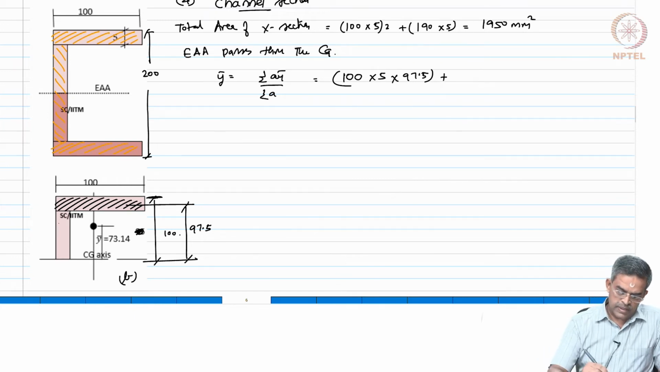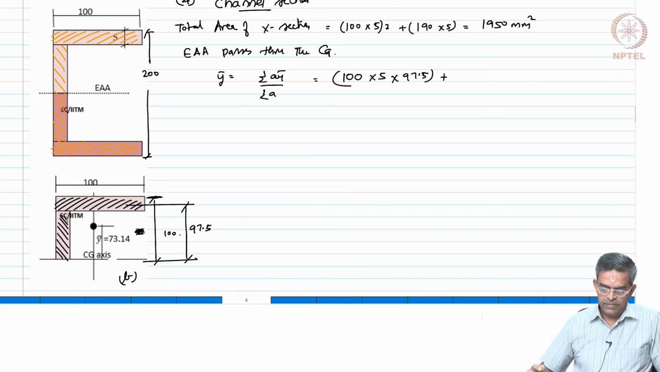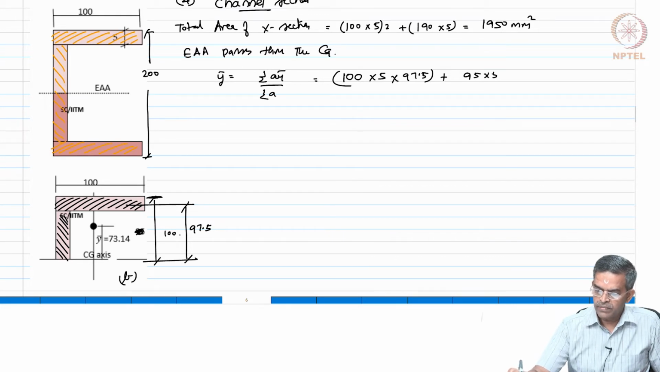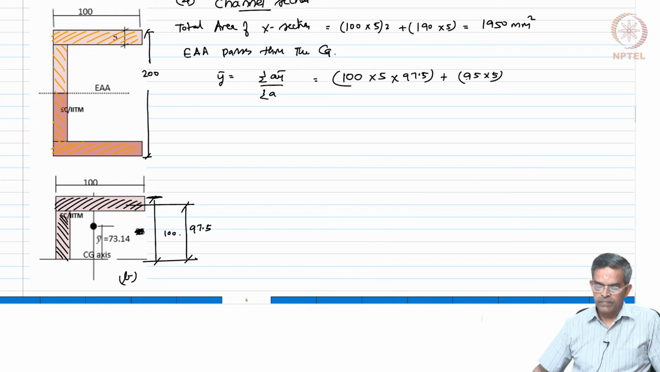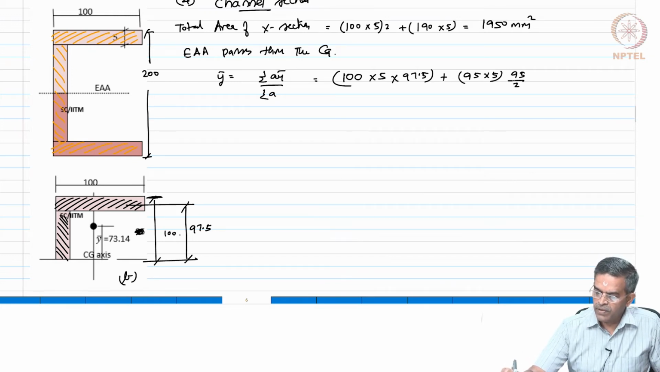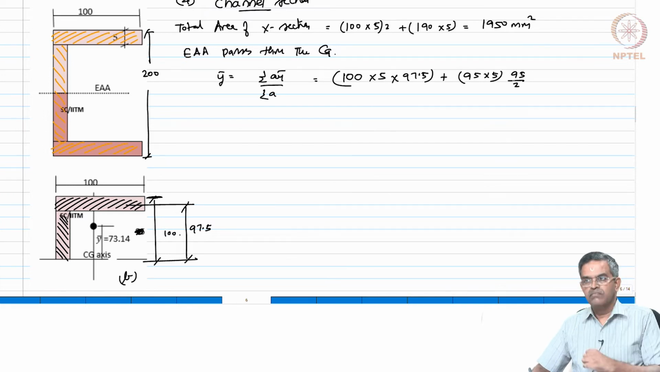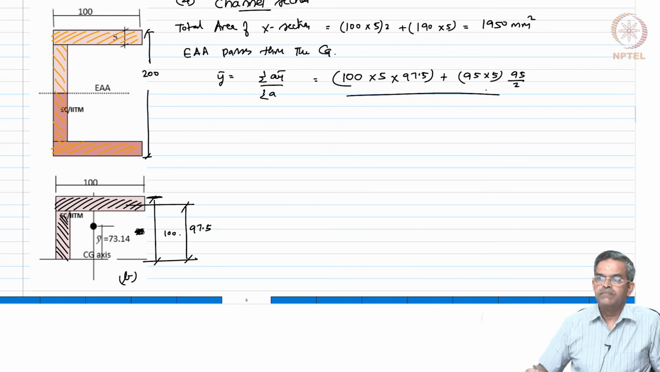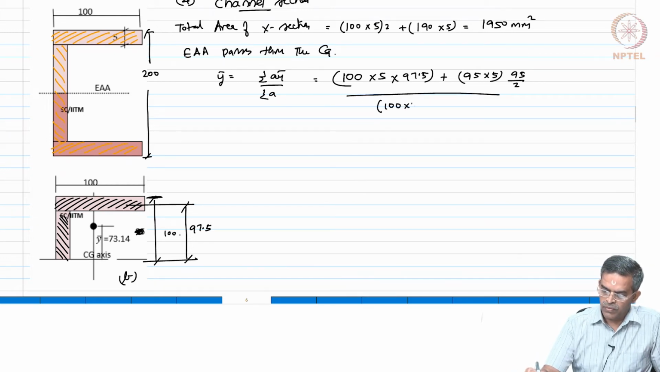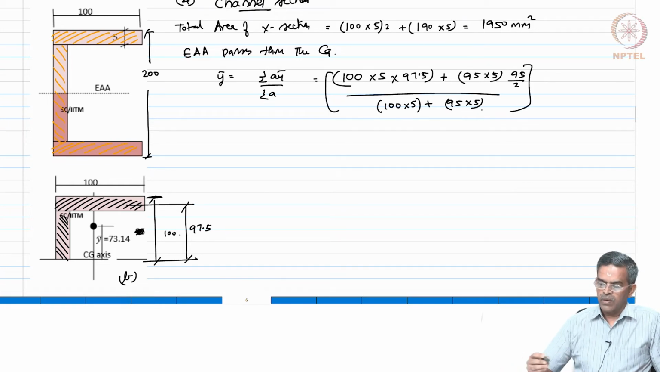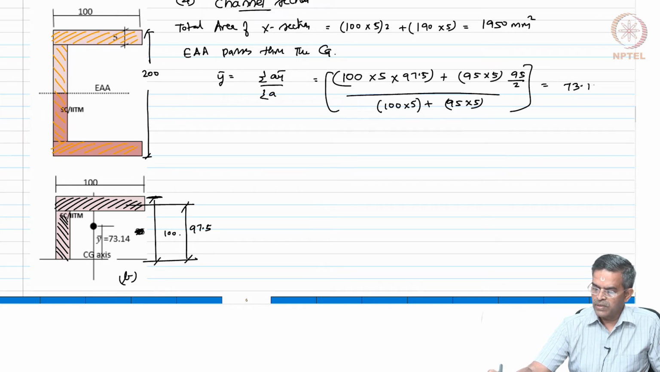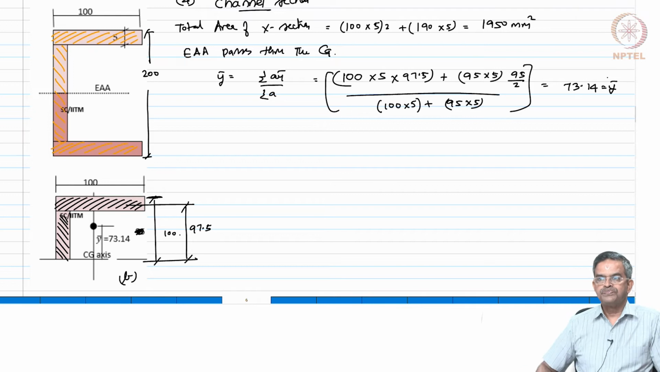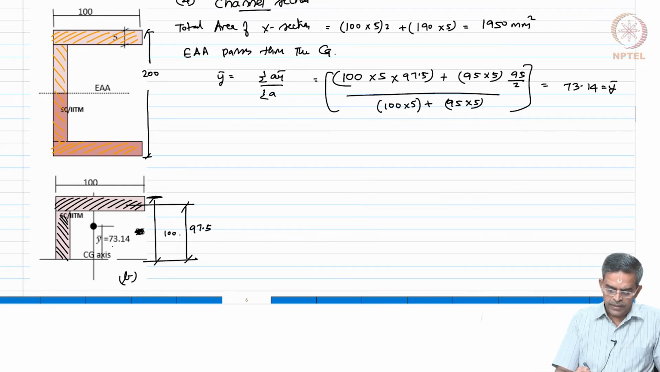plus, then the second piece is this, which is 95 into 5, that is the area of this piece, and CG will be 95 by 2, okay, divided by total area 100 into 5 plus 95 into 5. If you work it out, you get this value as 73.14, which is y bar, which is indicated here.